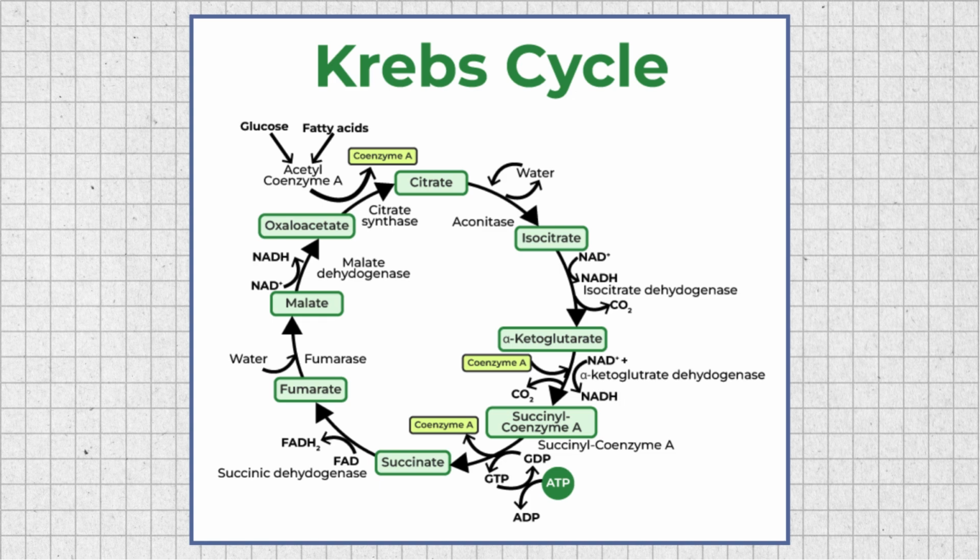Next is the fumarate, oxidation of succinate to fumarate. This is the only citric acid cycle enzyme that is tightly bound to the inner mitochondrial membrane. It is an FAD-dependent enzyme.